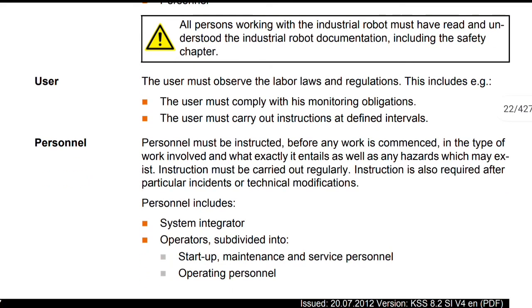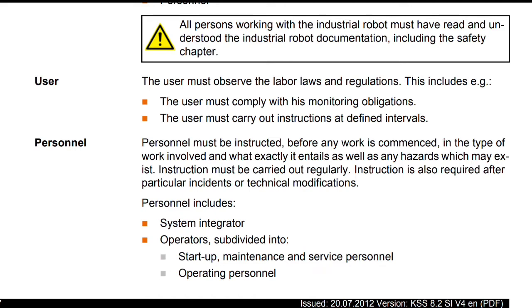User. The user must observe the labor laws and regulations. This includes, for example, that the user must comply with his monitoring obligations. Second, the user must carry out instructions at defined intervals. Personnel. Personnel must be instructed before any work is commenced in the type of work involved and what exactly it entails, as well as any hazards which may exist. Instruction must be carried out regularly. Instruction is also required after particular incidents or technical modifications.